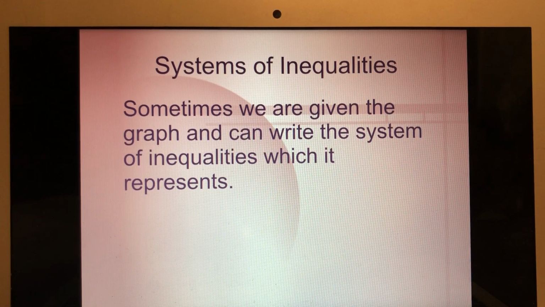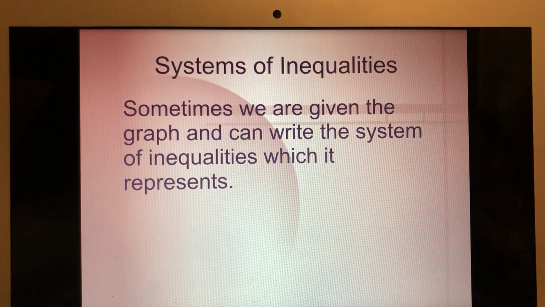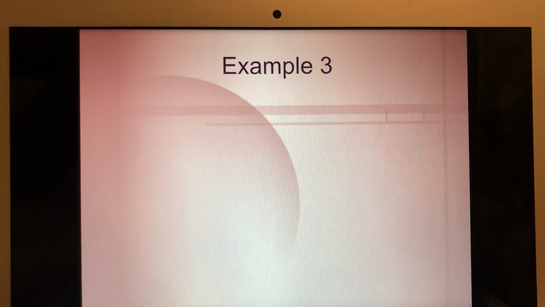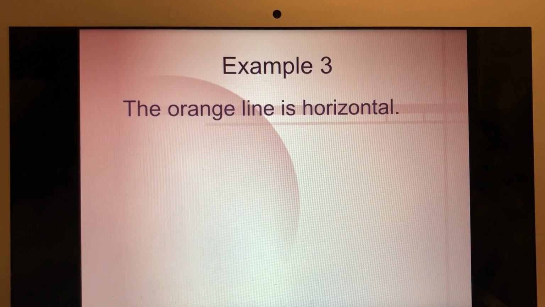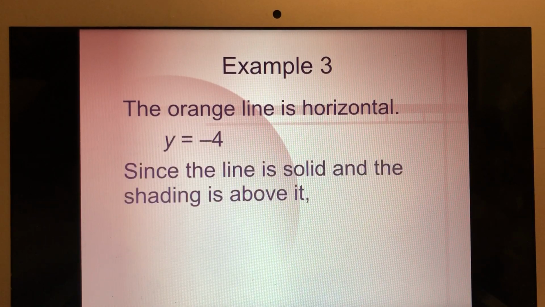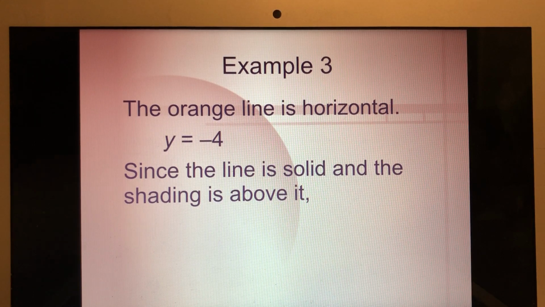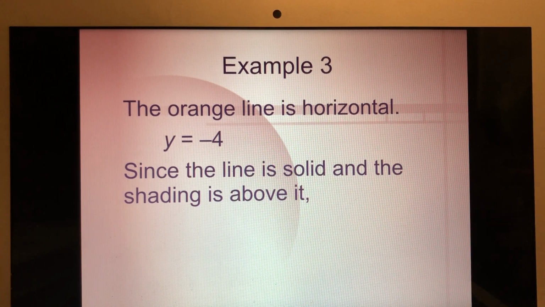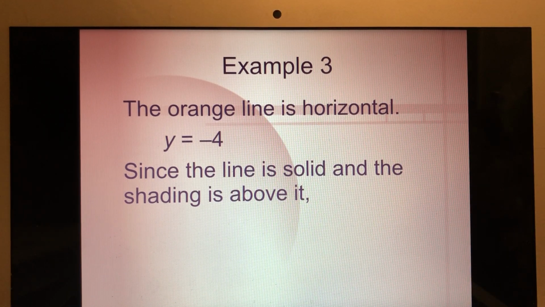Sometimes we are given the graph and we can write the system of inequalities which it represents, by beginning by finding the equations of the boundary lines. Okay, the orange line is horizontal. Okay, in your book, you have on page 320, and here's example number 3. Okay, it says, write the system of inequalities represented by the graph.